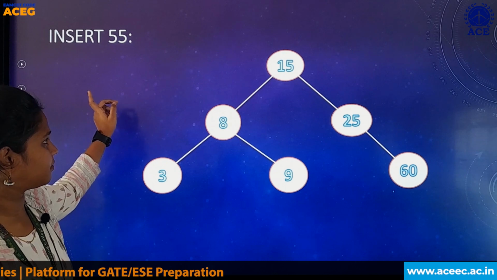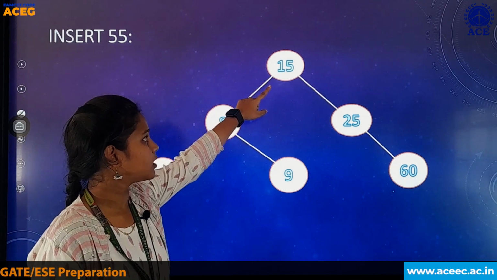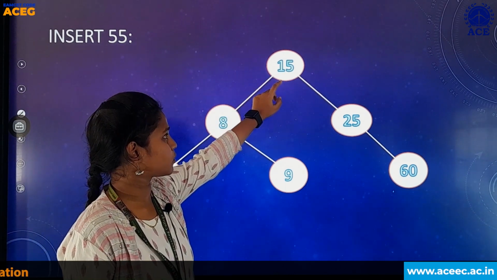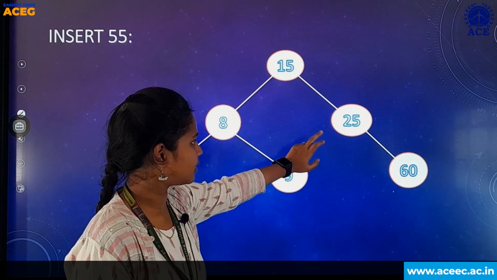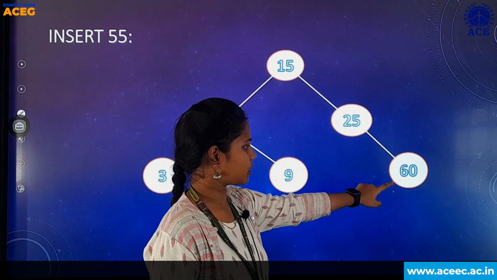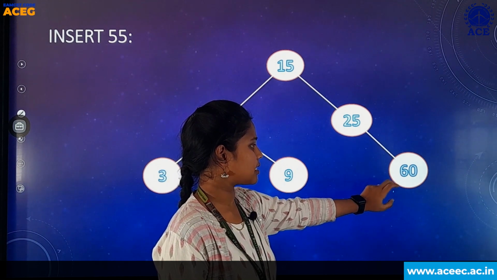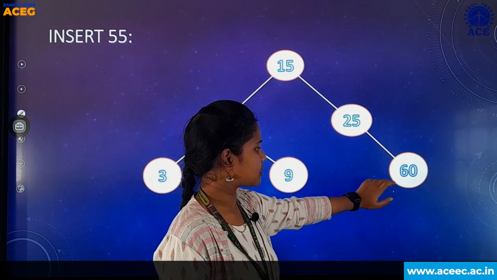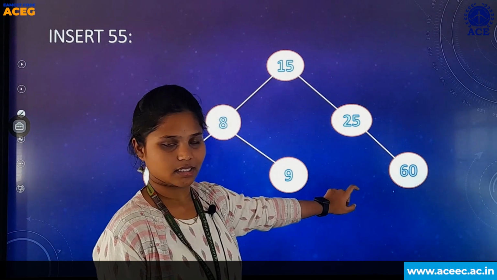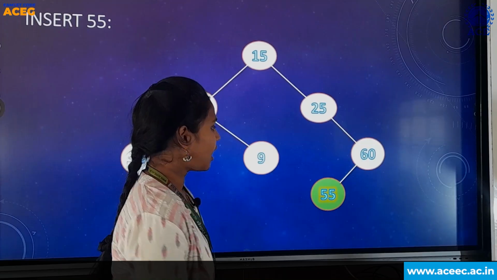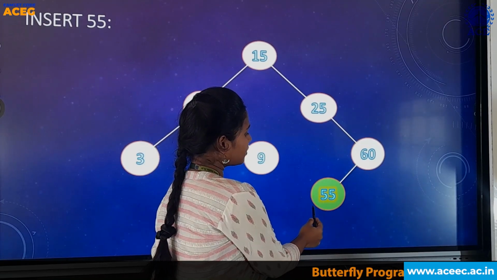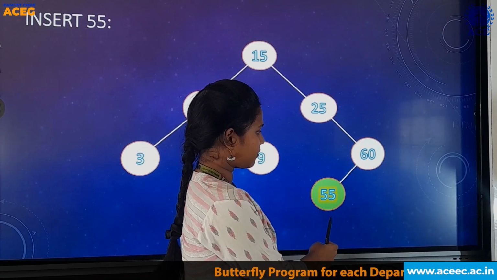Insert element 55. First compare with the root node. 55 is greater than the root node, so check with the other element 25. It is greater than the element 25. Then check with the element 60. It is less than the 60. So insert the 55 element left of the 60. After inserting 55, we should check the balancing factor for every node.